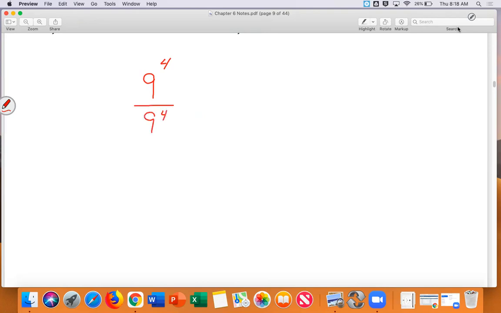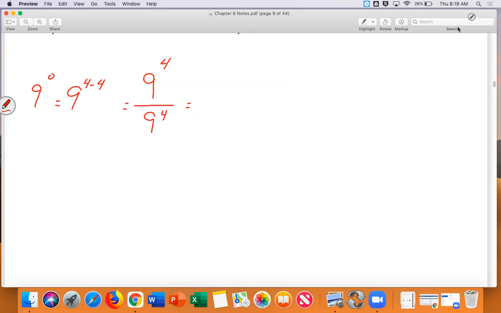Now let's think about this. I'm going to do this problem 2 different ways. We're dividing powers here. What do I do with the exponents when I divide powers? You subtract. So I do 9 to the 4 minus 4, right? 4 minus 4 is 0. So that's one way to do the problem.